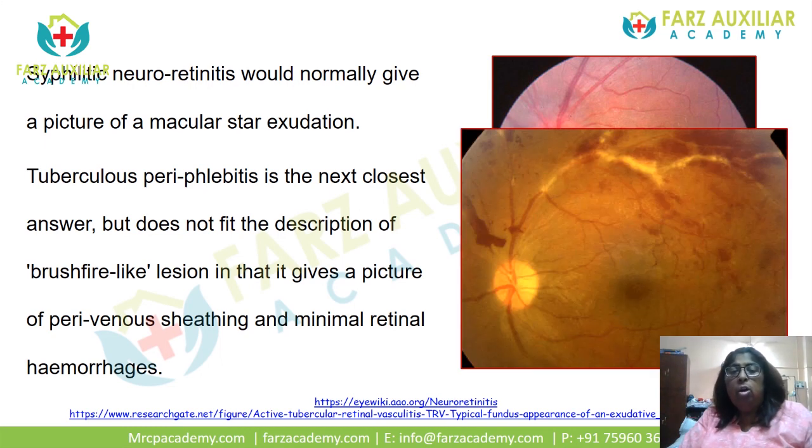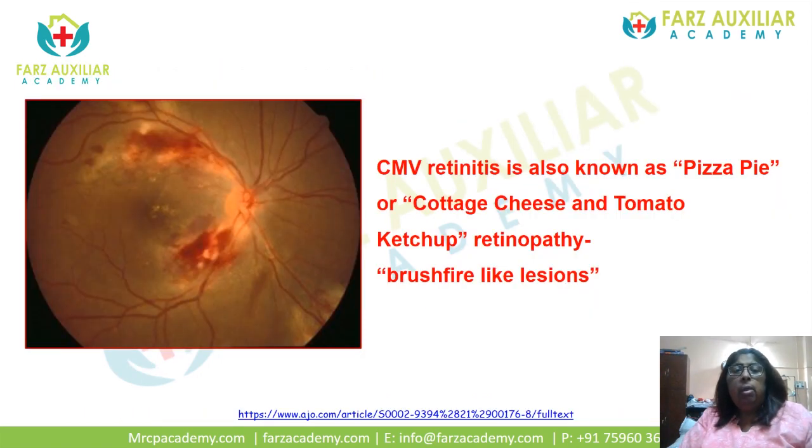But remember that CMV retinitis is also known as pizza pie or cottage cheese and tomato ketchup retinopathy. Remember the brush fire-like lesions. This is a typical appearance.